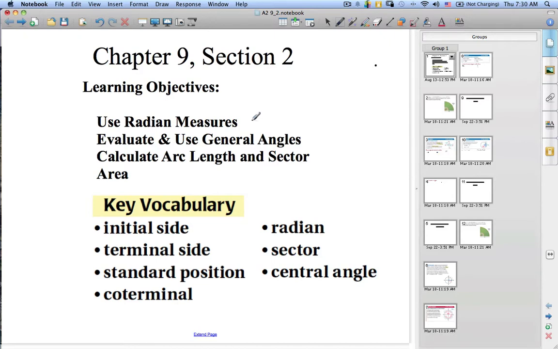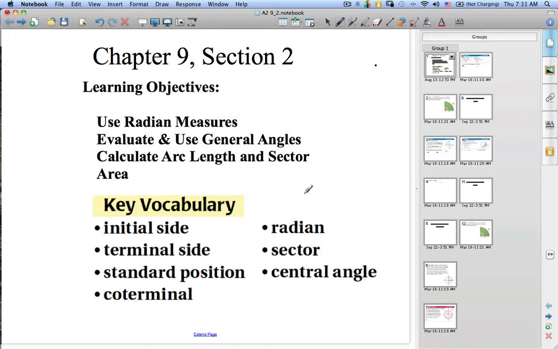You should already be familiar with measuring angles in degrees, and we're going to use a different type of measure called radians. We want to be able to evaluate and use general angles, and we're going to want to be able to calculate arc length and sector area, which you probably have already done in geometry.